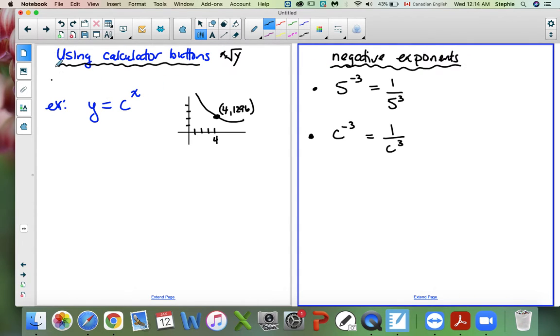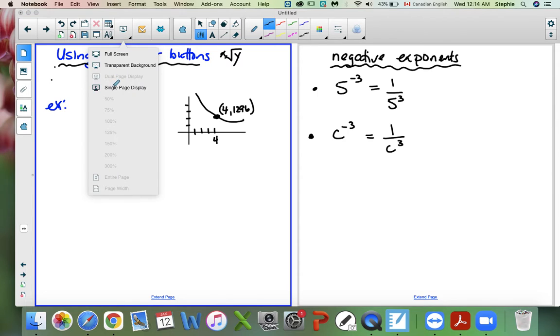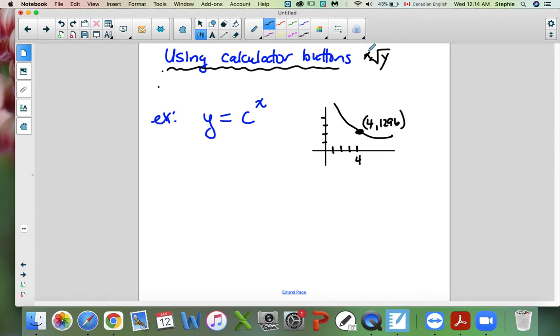So the first thing we're going to do is find out how to find the rule using this button here. Supposing I give you an exponential function in a graph, and I've given you the x component and the y component, these coordinates, and I say find the rule. Well, all you have is the y, which is 1,296, and you have the x, which is 4.